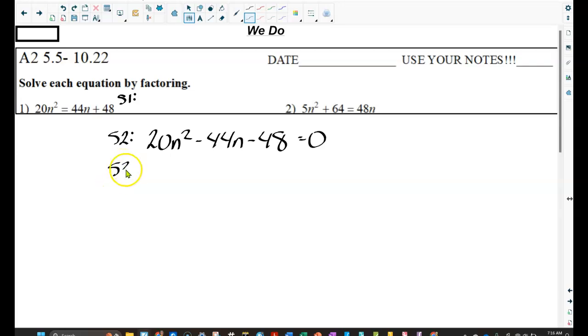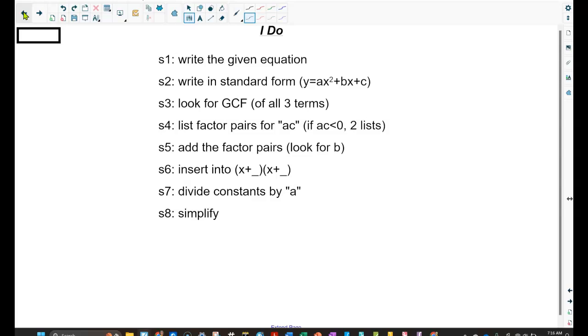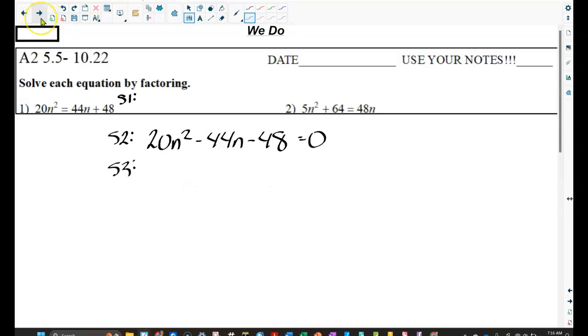All right, step 3. We look for a GCF. You don't always have a greatest common factor, but in this case we do, which is 4. So again, that's why I picked this problem, but you don't always have one.